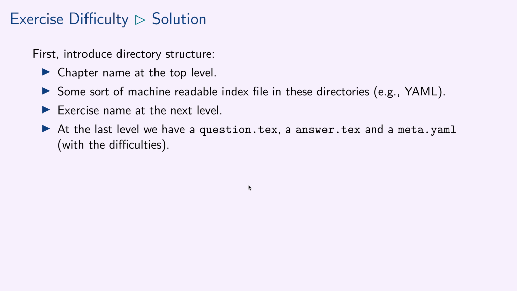Underneath each exercise, we have a question tag file, we have an answer tag file, and we have a meta YAML file. And that meta file contains the difficulties. The question text contains the description of the exercise. Answer.tag contains a reference solution to that exercise.